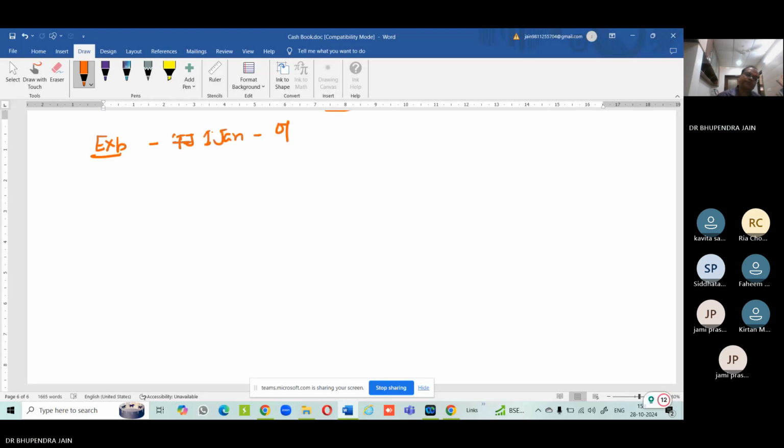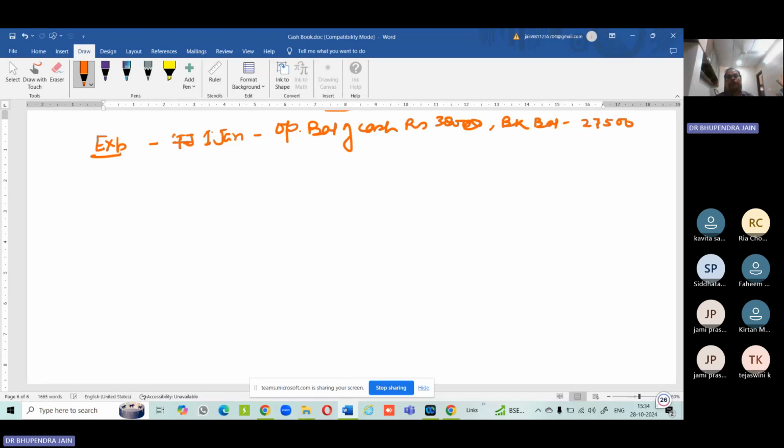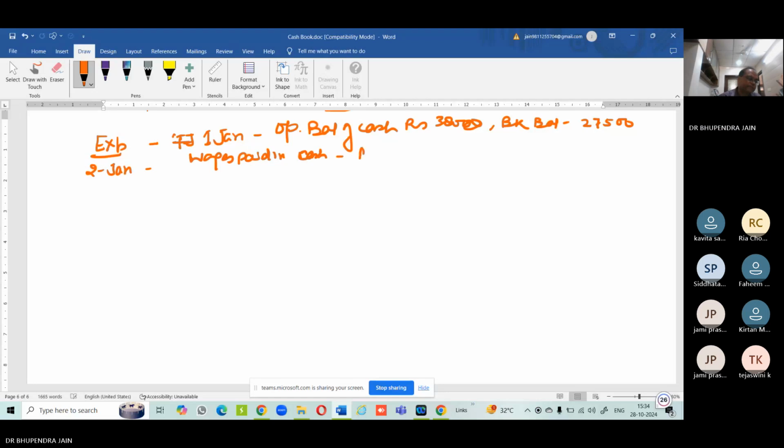On 1st of Jan, the opening balance of cash is rupees 3,300, and the bank balance is 27,500. This is the debit balance of bank, not credit balance. If the credit balance of bank is given, then we will write the balance on the credit side. Now the second item: wages paid in cash, rupees 1,500.